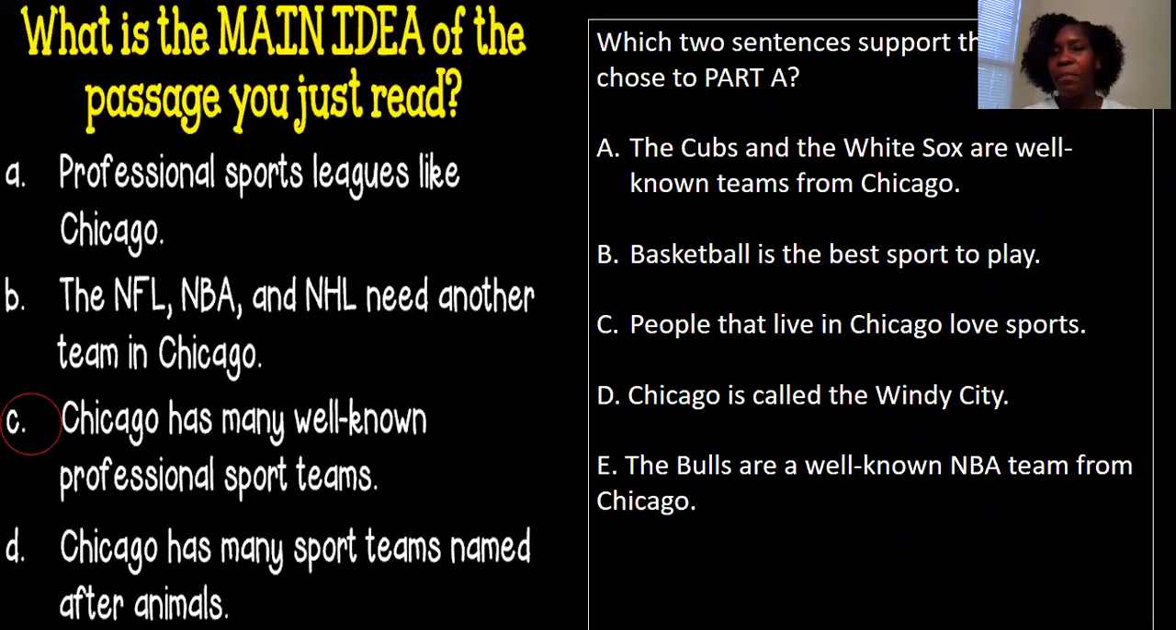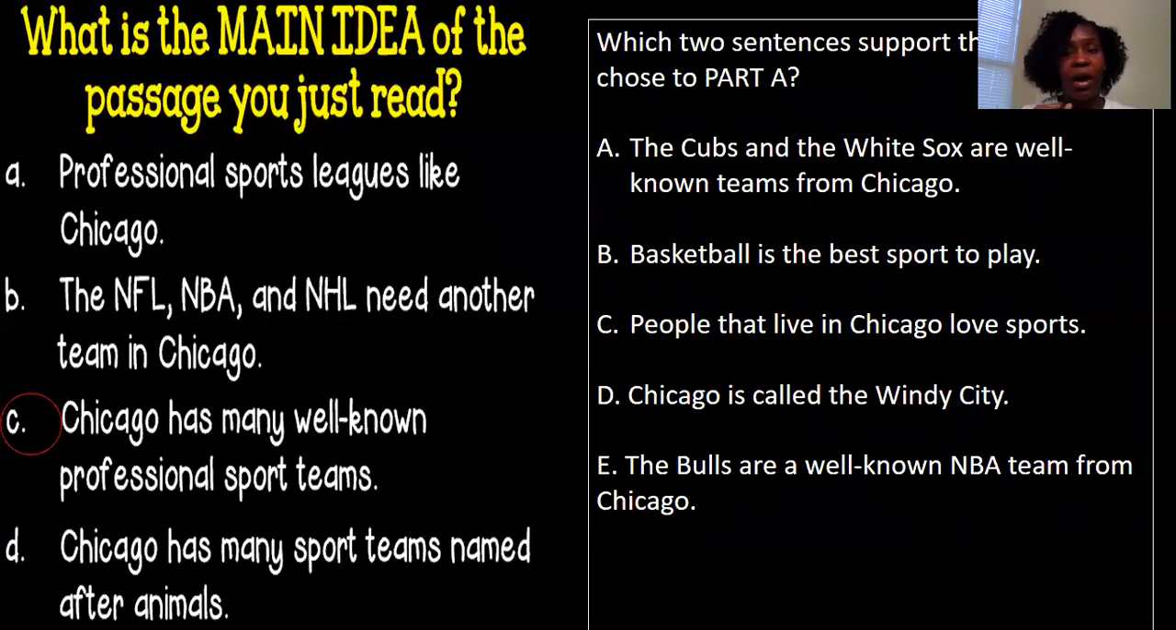Now, here's our part B for this one. Which two sentences support the answer you chose to part A? Now, how many answers should we have for this one? Show me with your fingers. Two. A lot of students miss over that because it's not in bold, it's not underlined. But if you read carefully and circle keywords in your questions, you'll always be able to catch those little words like two and choose all that apply.